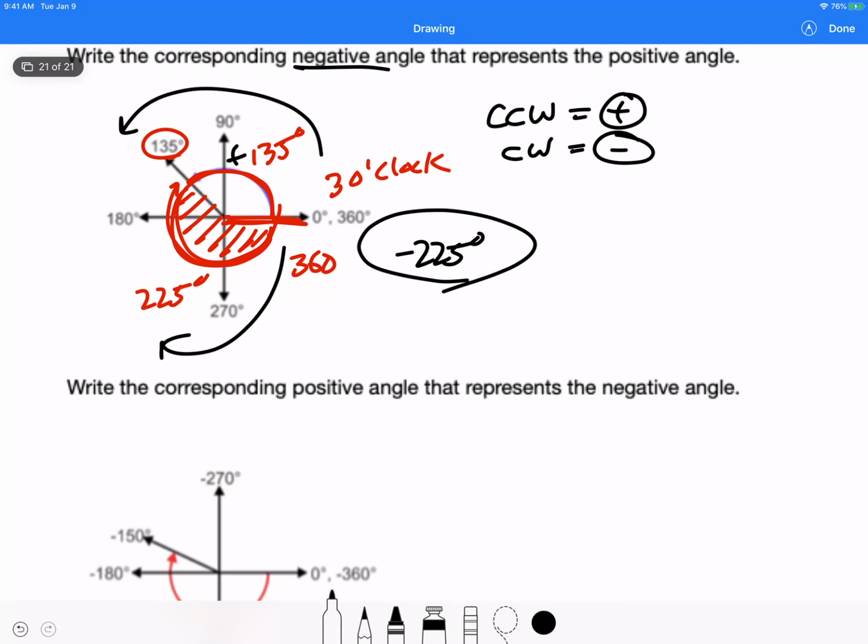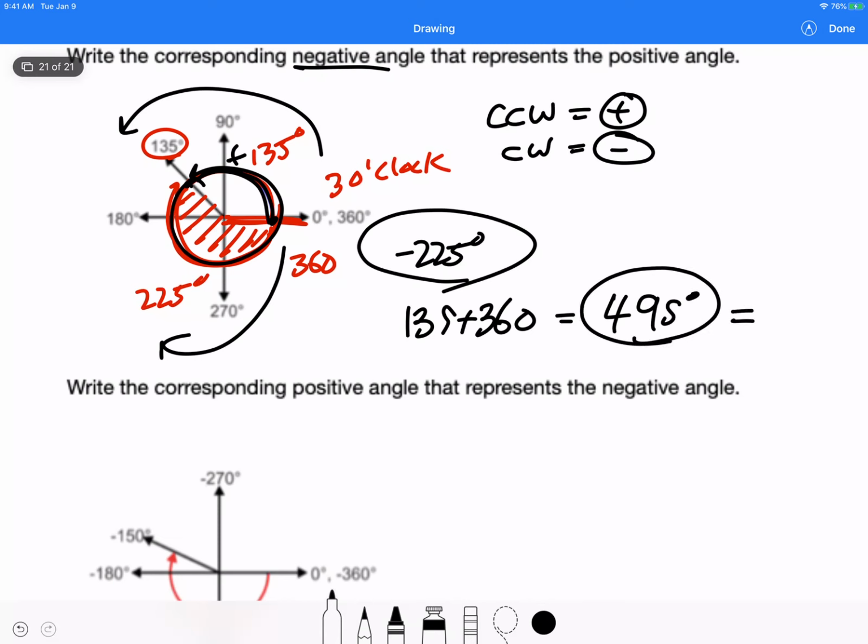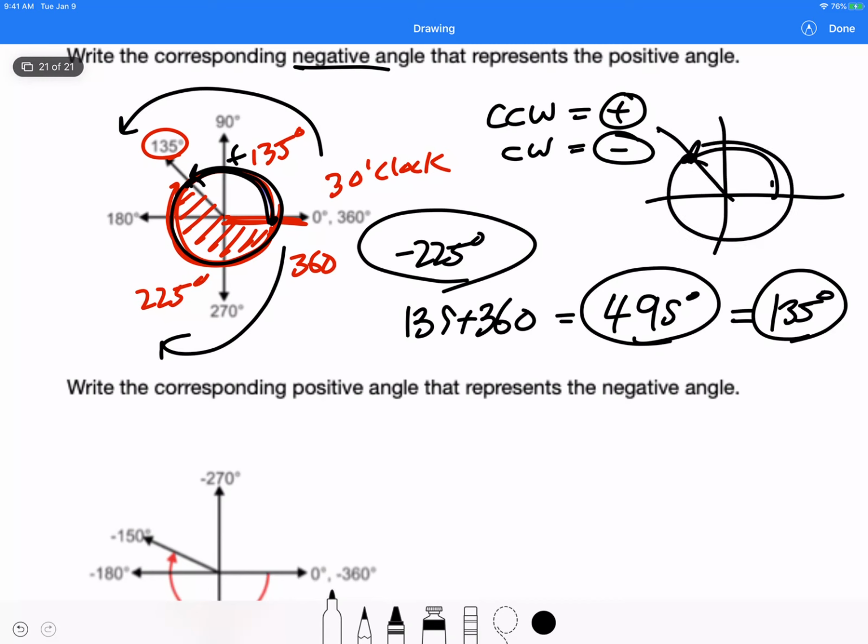Now the thing is that you can do this many, many times. Positive 135 should be the same as going over 360 degrees more from that. So 135 plus 360 gives you 495 degrees. That is the same thing as saying the angle 135 degrees, because you go 135, then do 360 again, it should be the same terminal side or the same angle as what we had before.